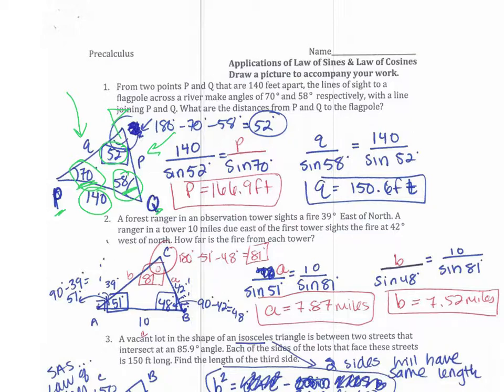Then we just use our ratios using law of sines to find our unknowns. So we could do little p over the sine of P is equal to side 140 over the sine of the angle across from it. Then we get p is 166.9 feet. Then for the distance on the other side, q, we set up the law of sines ratio, and we get q is 150.6 feet.